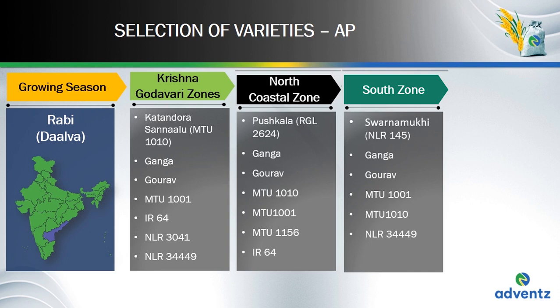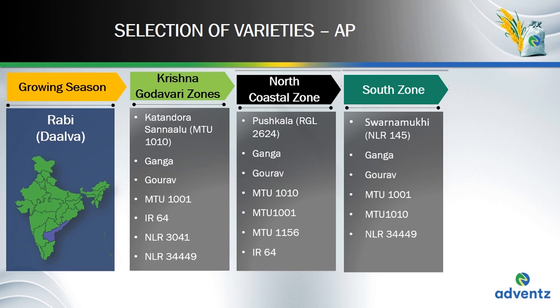For the north coastal zone of Andhra Pradesh, for the growing season of Dalwa or Rabi, the important varieties are Pushkala or RGL 2624, Ganga, Gaurav, MTU 1010, MTU 1001, MTU 1156 and IR 64.